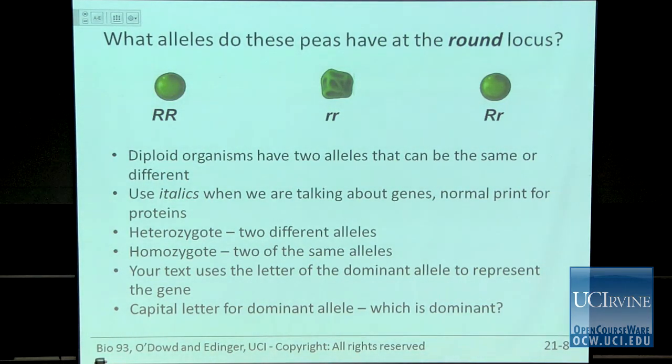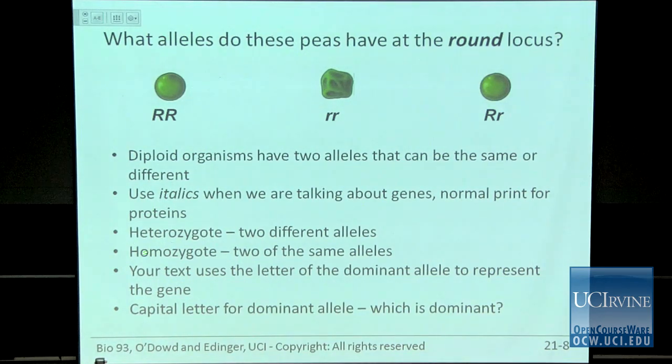We just said that diploid organisms have 2 alleles that can be the same or different. When we write these alleles, we use italics because we're talking about genes. When we're talking about genes, we italicize the letter or the word so that everybody understands we're talking about DNA, genes. When we're talking about the protein produced by the gene, we will use normal print.